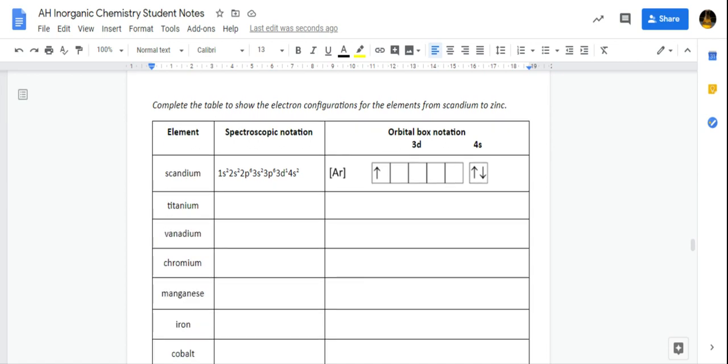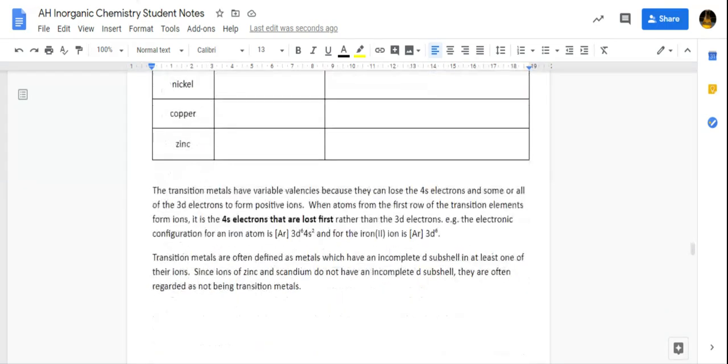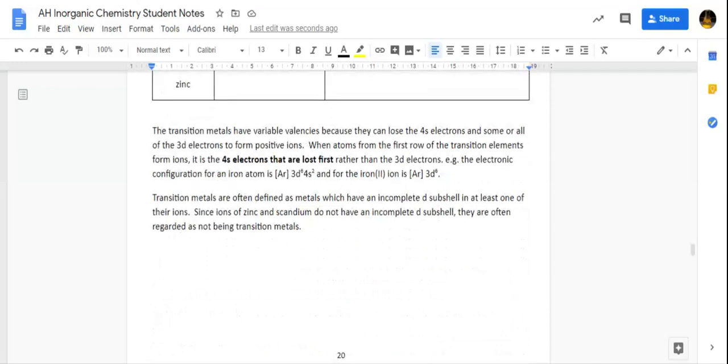Okay, so those are the electron arrangements for the first row of the transition metals. Like I say, for Advanced Higher Chemistry, you only need to be able to give the electron arrangements for the first 36 elements. Okay, now one thing you'll remember, probably even maybe from 3rd or 4th year, is that the transition metals have variable valencies. They can change their valency. And this is because they can lose the 4s electrons, and they can lose some or all of the 3d electrons. So they can lose a variety of number of electrons, and this gives them different valencies.